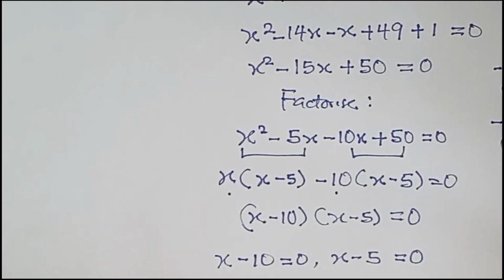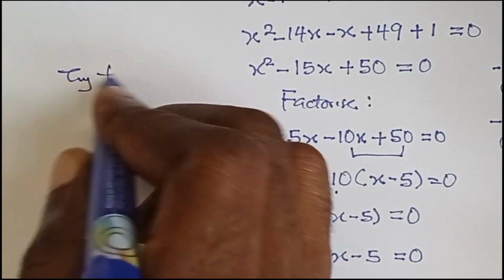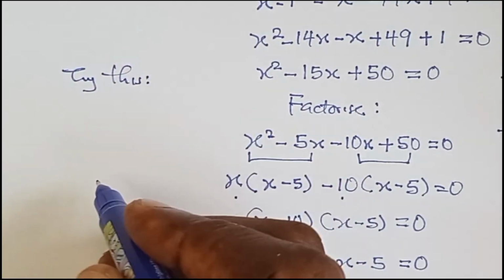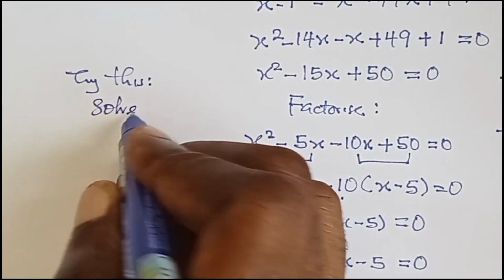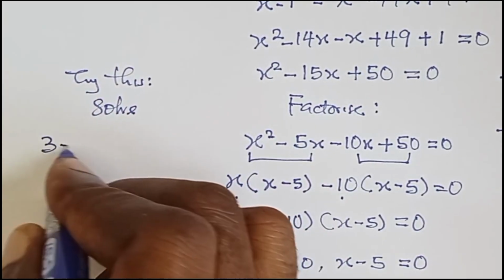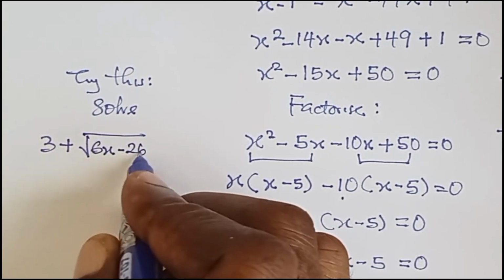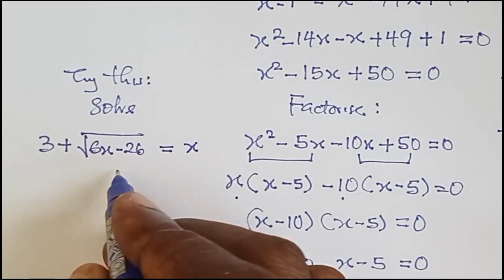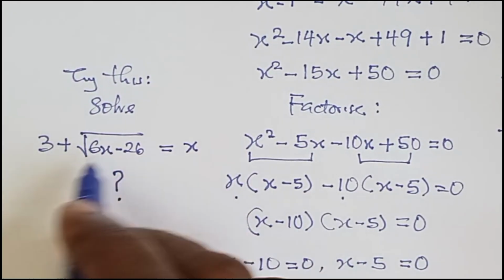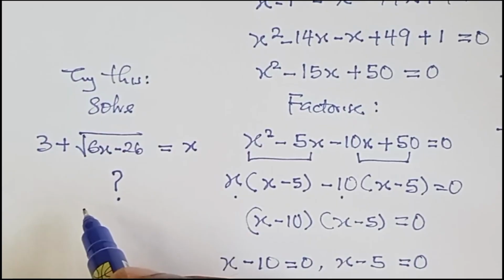Now let's try this. Let's solve 3 plus square root of 6x minus 26 equals x. Alright, so let's solve this and write our answer in the comment section.